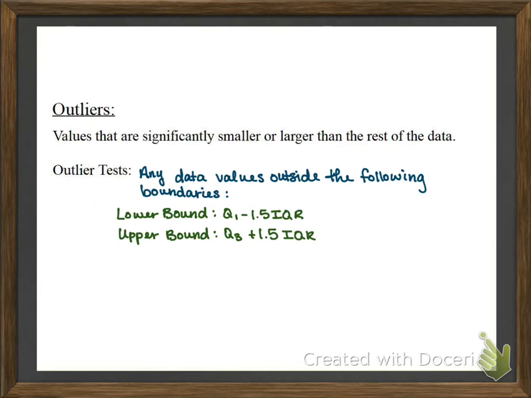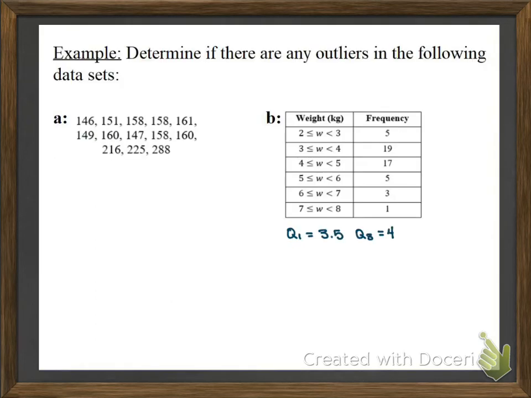So if there are any values that are less than the lower bound or more than the upper bound, then you can say, yes, we have outliers. Now, the key thing with your outlier boundaries, you need to memorize this because these rules are not in the formula folder. So we have two examples. We want to determine if we have outliers. We're going to start with the second one because we've already been working with it and have put it in our calculator.